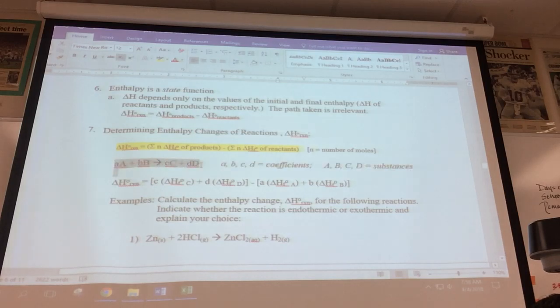So in this generic equation, lowercase letters represent coefficients and uppercase letters represent substances, elements, and or compounds. The delta H of the reaction then, products first. Coefficient times the delta H of formation of substance C plus, because it's the sum of, coefficient, delta H of formation of substance D, minus reactants.